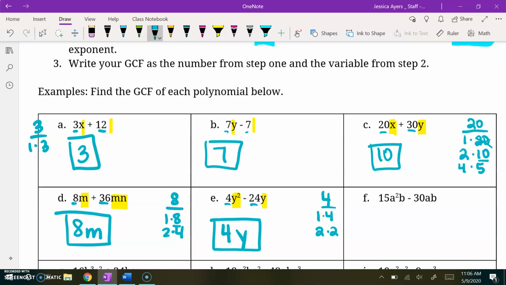Looking at F, we're looking first at 15 and 30. The factors of 15 are 1 and 15 and 3 and 5. 15 goes into 30, so 15 is part of the GCF. Then looking at the variables, we have a squared times b and ab. We take the a, since there's an a in both. There's technically 2 in this one and 1 in this one, so we take the 1 a out. Each of them has a b, so we can take out the b as well.